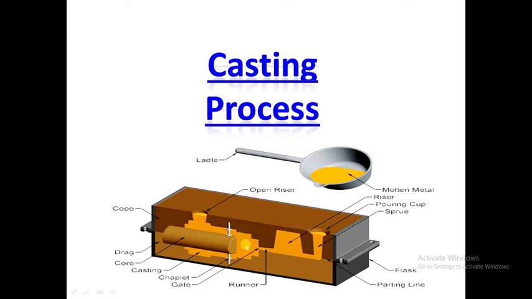Okay, so after removing the pattern, the cavity is formed, and in this cavity the molten metal is poured to form the required object. After pouring the molten metal, it is allowed some time to solidify.